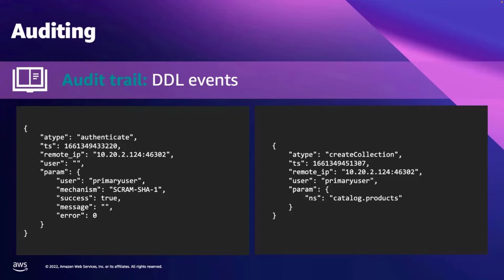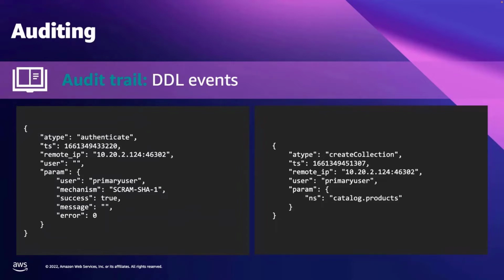The left one on your screen is the audit trail for an authentication event. It shows the user with the primary user as a username has logged in from a remote IP 10.20.2.124 at a particular timestamp mentioned on the TS. This is a Unix timestamp. And whether it was a success or a failure, you can see from the success key. So the left one is a successful login event for a primary user at a particular time mentioned on the TS.